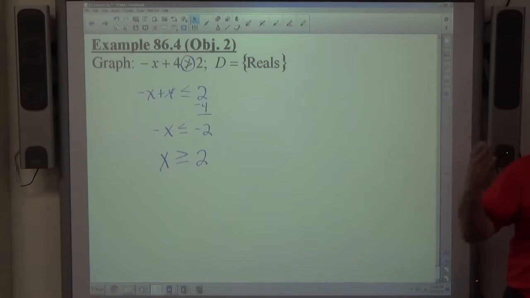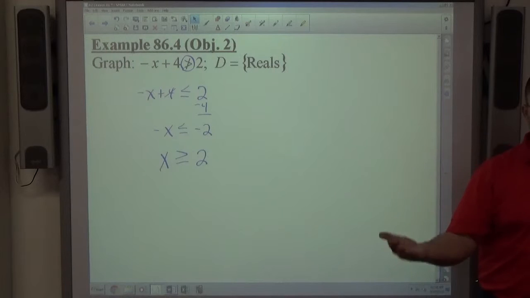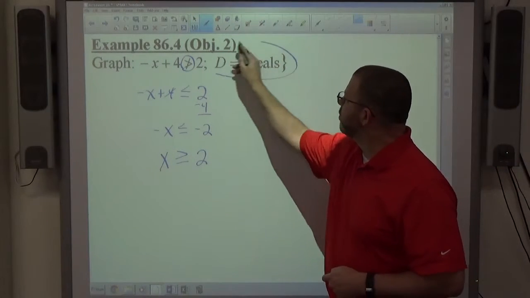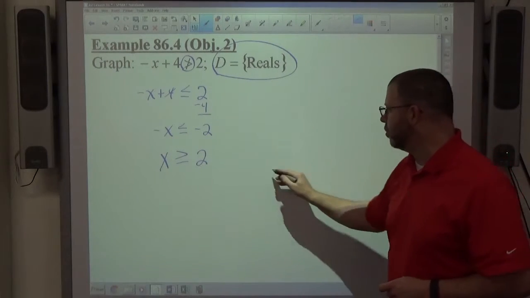All right. So anytime that you have a negative in front of the x, once you make it a positive and change both of those signs, that inequality flips. We're graphing based on the set of real numbers. We're graphing everything greater than or equal to 2.